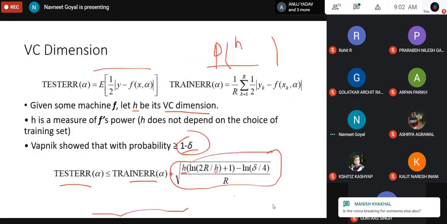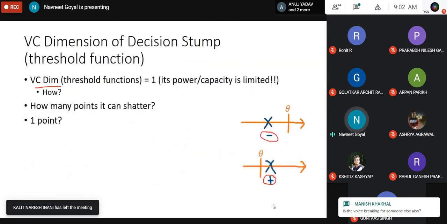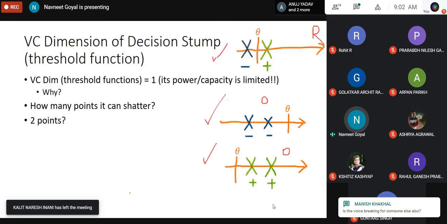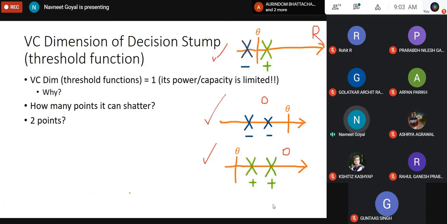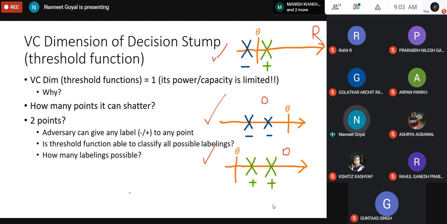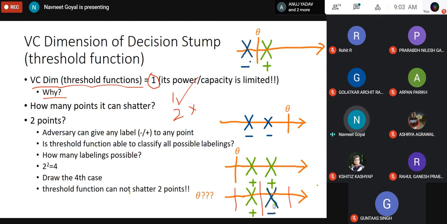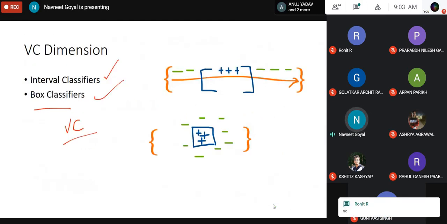And so this is the threshold function. So its VC dimension is 1, all right? And I hope you have understood the concept of an adversary, right? So let me now talk about interval classifiers. So one point we discussed already in the last class.